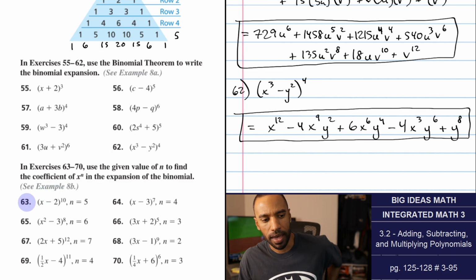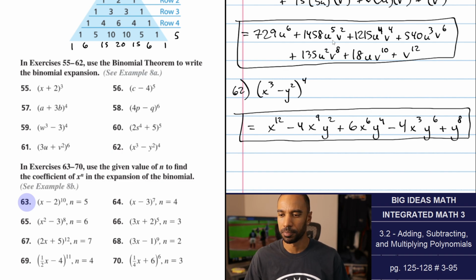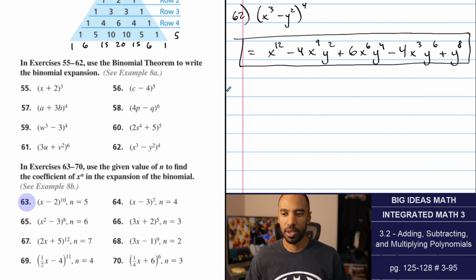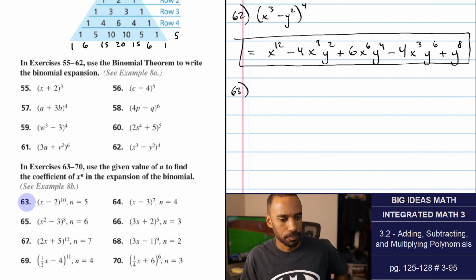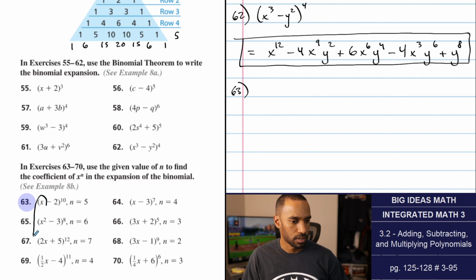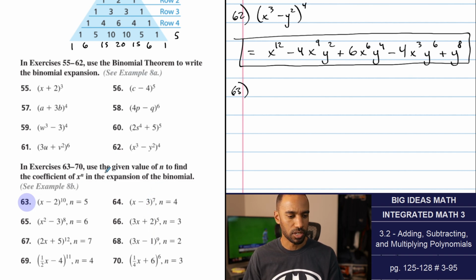Use the given value of n to find the coefficient of x to the n in the expansion of the binomial. So we're not expanding everything. We're finding a single term this time based on x to the n. All of these problems have x's in them. So we're trying to figure out when x is raised to the nth power based on what we see there, interestingly enough.